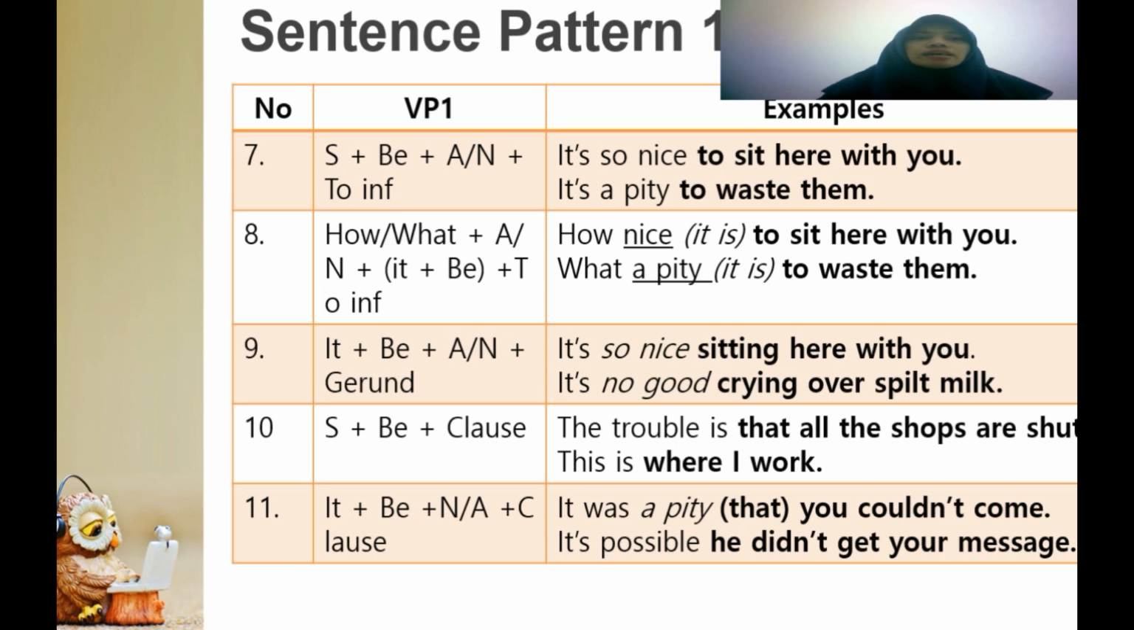Right. Next, number 7, we have subject plus be plus adjective or noun plus to infinitive. For example, it's so nice to sit here with you. So it is a subject, and then is the be verb, and then nice is an adjective followed by a to infinitive phrase, to sit here with you. And then the second one, it's a pity to waste them.